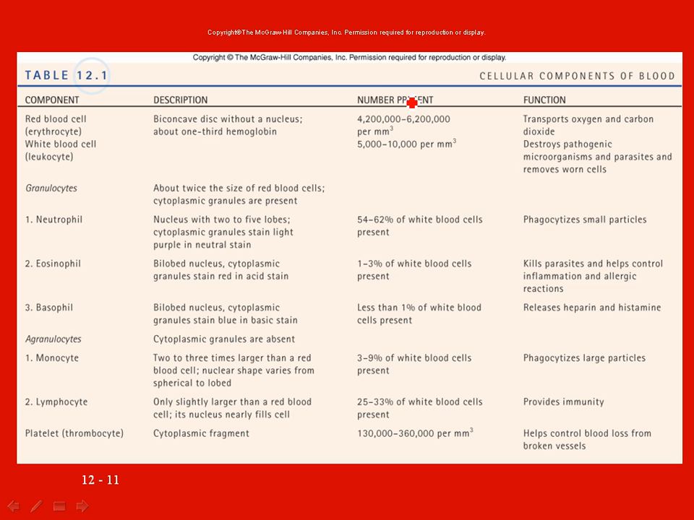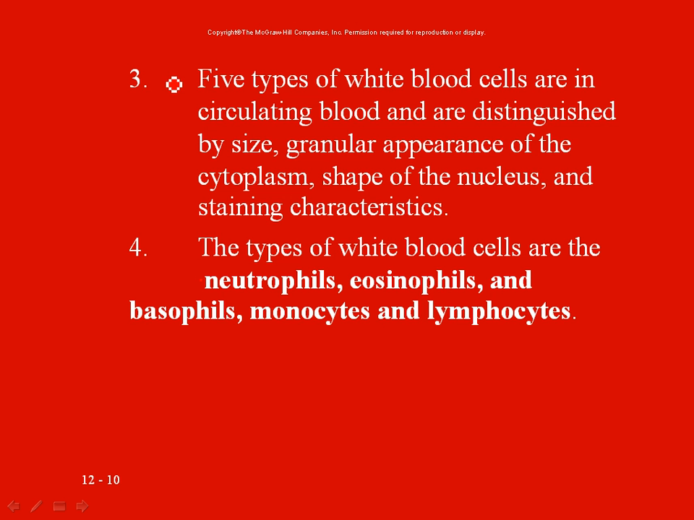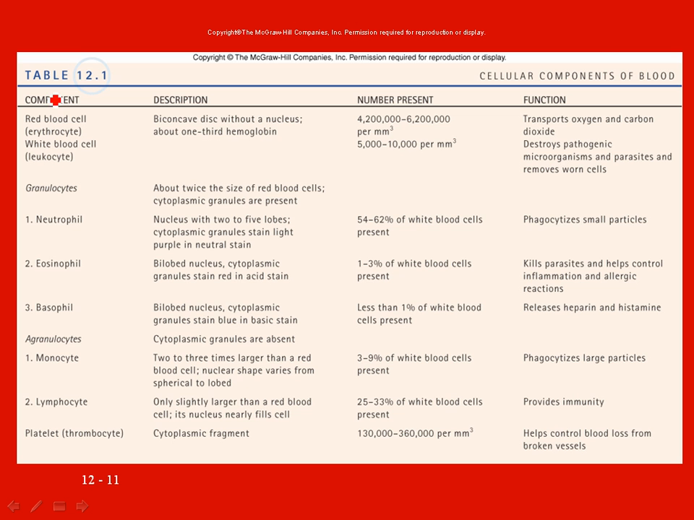So if you look at the columns in this table, you see the first column is the component, the cellular component, gives you a description of it, gives you the relative number present per cubic millimeter, and then gives you a function. Your main concern here is going to be the first column and the last column. You need to be able to name the different cellular components of the blood, and then tell me a function for each of them.